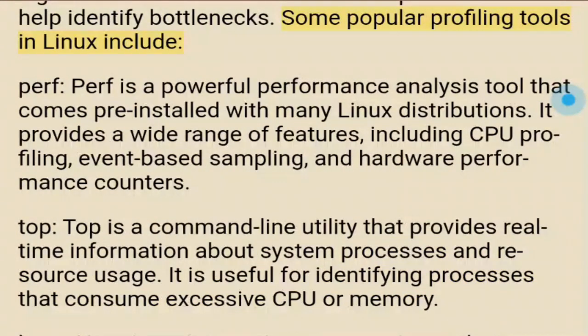Some popular profiling tools in Linux include perf. Perf is a powerful performance analysis tool that comes pre-installed with many Linux distributions. It provides a wide range of features, including CPU profiling, event-based sampling, and hardware performance counters. Top. Top is a command line utility that provides real-time information about system processes and resource usage. It is useful for identifying processes that consume excessive CPU or memory.